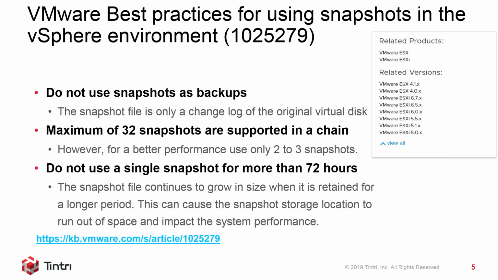So this is a summary from one of the articles, and this is relevant to all the versions, so you can't say it's old or whatever. This applies to all ESX versions. So what does VMware tell us? First, they tell us don't use snapshots as backups.